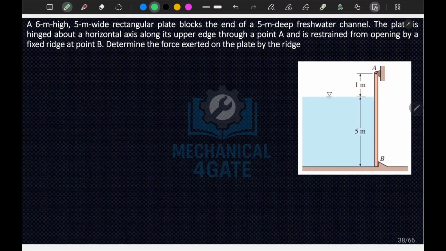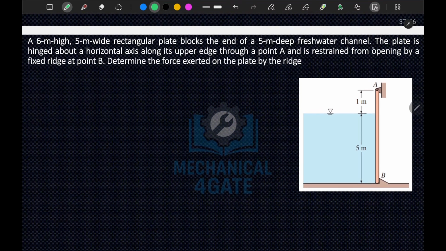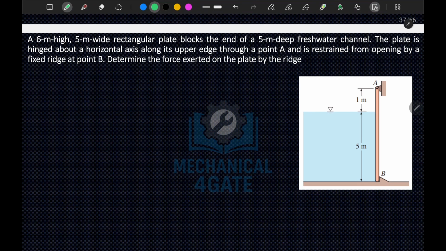A 6 meter high, 5 meter wide rectangular plate blocks the end of the 5 meter deep freshwater channel. The plate is hinged about a horizontal axis along its upper edge through a point A and is restrained by opening a fixed ridge at point B. Determine the force exerted on the plate by the ridge.